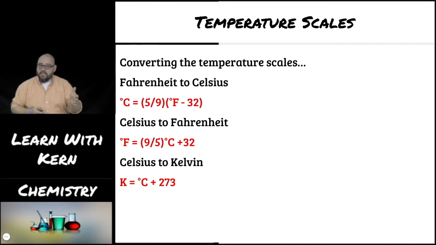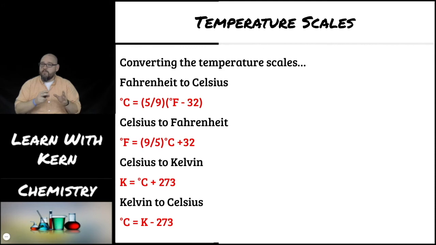Now, if I want to go from Kelvin to Celsius, because sometimes I'm going to ask you to give your answer in Celsius, but you're going to calculate it using Kelvin, then you have to tell me the answer in Celsius. Well, to find Celsius, you simply take your Kelvin temperature and subtract 273. So these are very, very easy conversions. From Celsius to Kelvin, you add 273. From Kelvin to Celsius, you subtract 273.